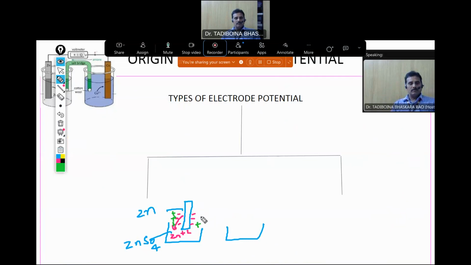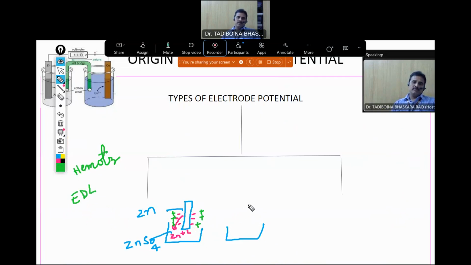Thus, negative, positive electrical double layer formation will take place. The electrical double layer was first discovered by Helmholtz. So the electrical double layer can be called the Helmholtz electrical double layer.